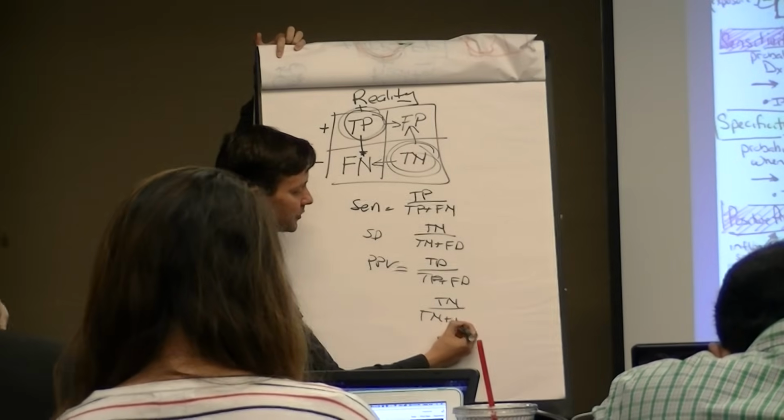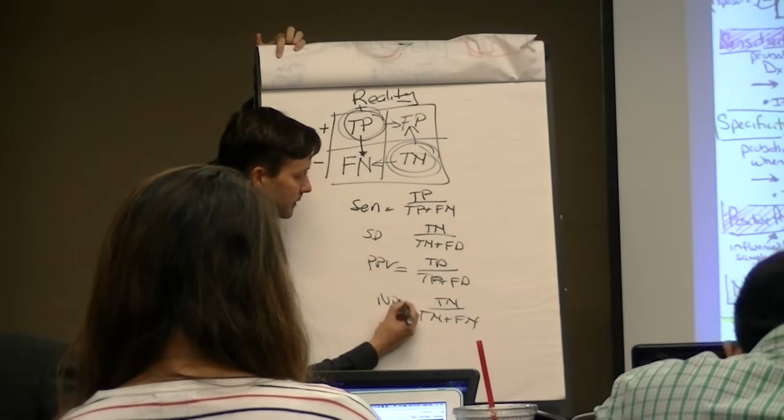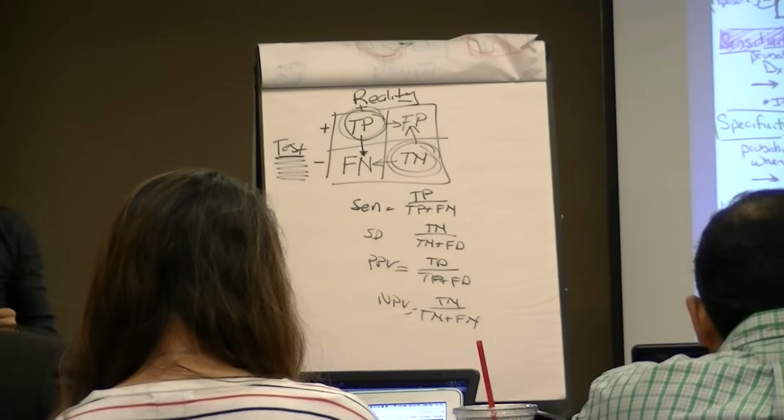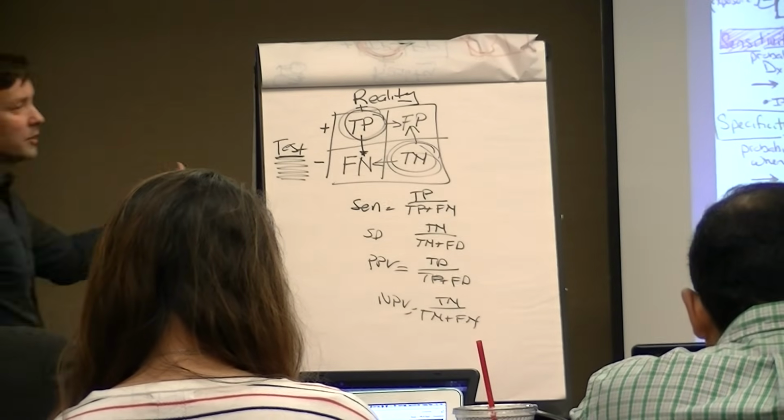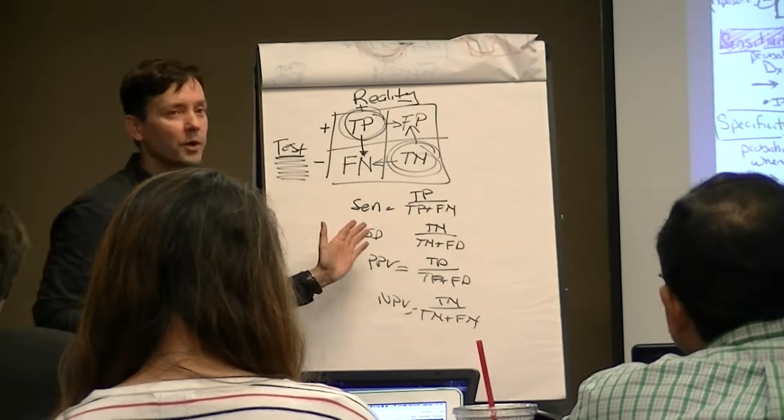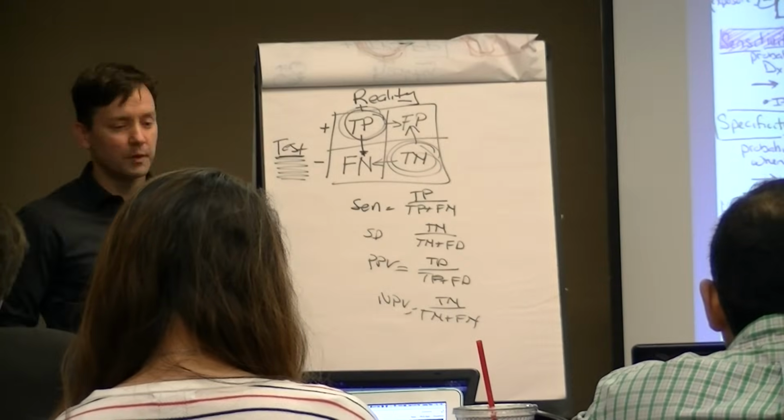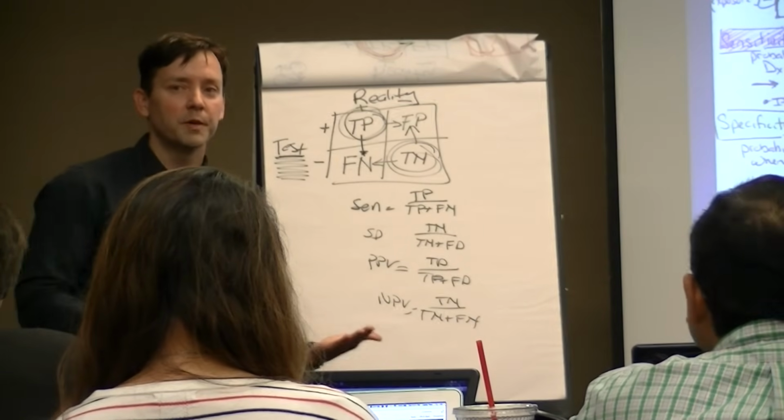True negative plus false negative. Alright? That's it. Boom. Formulas are done. The only other formulas that you need to know for the USMLE Step 1: you walk in the room, and as soon as the test starts, you turn over your paper and you write them down.